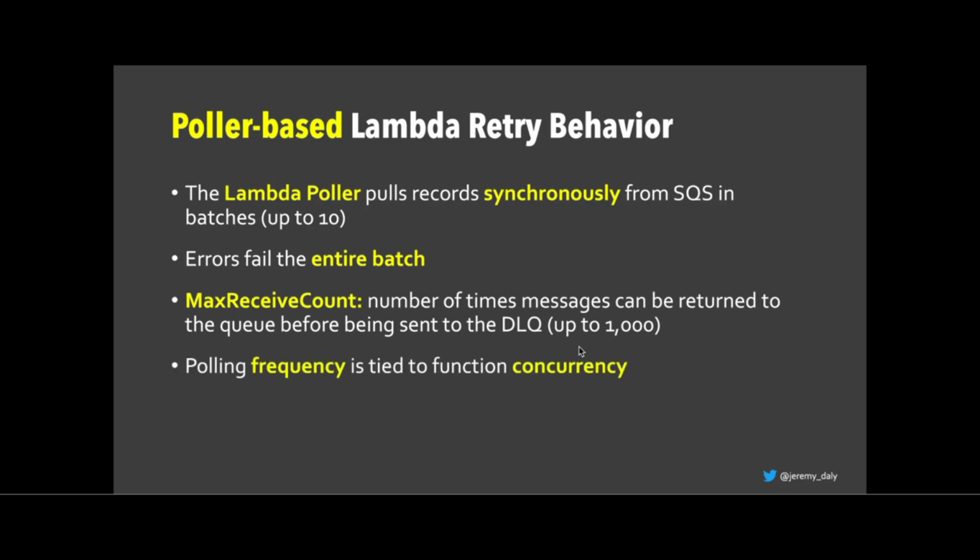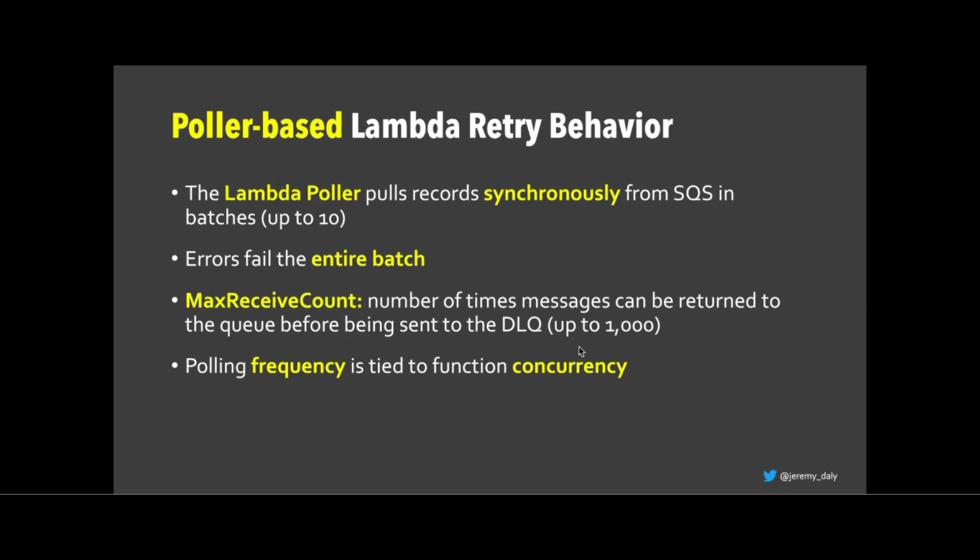The polling frequency is tied to the concurrency. This confuses a lot of people because they'll set the concurrency to 1, and then they'll wonder why so many of their SQS messages get redriven or sent to the redrive policy. There is a minimum concurrency that you need to set, and you can go as low as 5.